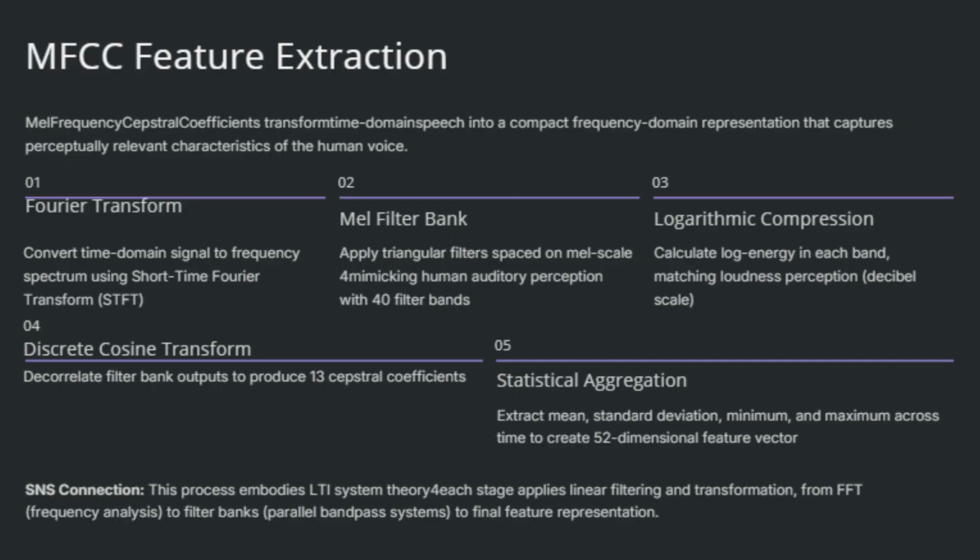After that, we take the logarithm of the filter outputs to simulate human loudness perception and then apply the discrete cosine transform to obtain the MFCC coefficients. Finally, from these MFCCs, we calculate statistical features like mean, standard deviation, minimum, and maximum, which describe the overall spectral behavior of the voice signal. This entire process converts our raw sound into a compact numerical vector, effectively the system response of the speech signal.